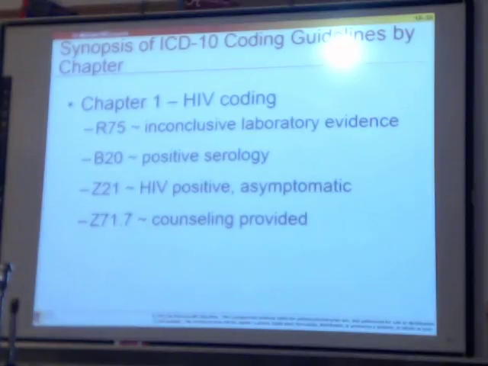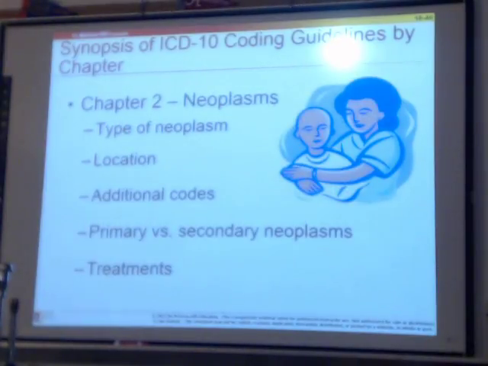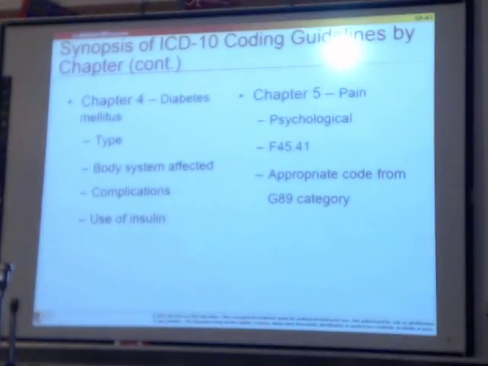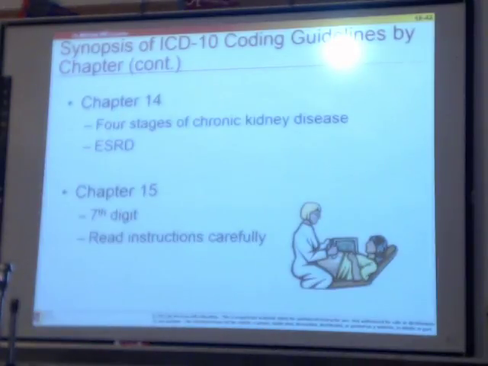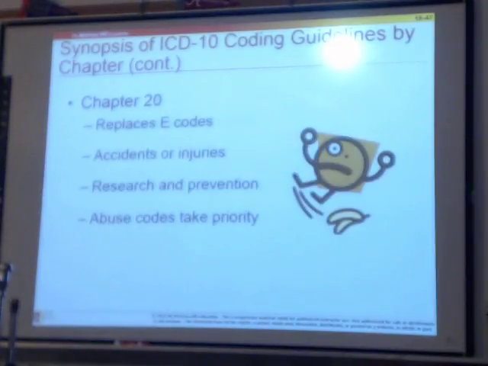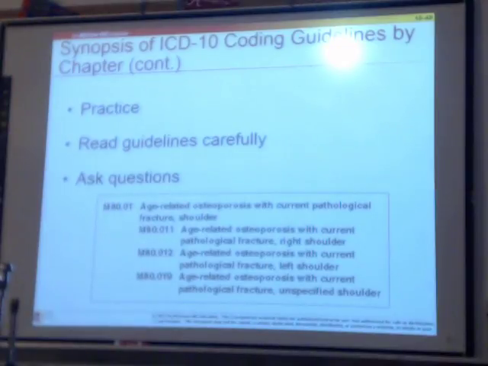So I'm going to look a little bit, and then I'm going to let you read the rest of these. But it goes through and talks a little bit about the different things that each chapter of the book codes. Chapter 1 does HIV coding. Chapter 2 is cancer coding, neoplasm. Chapter 4 is diabetes related. Chapter 5 is pain related. Chapter 6 is eye and ear related. Chapter 9 is hypertension related, and so on. And as we look at the book here in a minute, you'll be able to see more. But see, there's all 21.